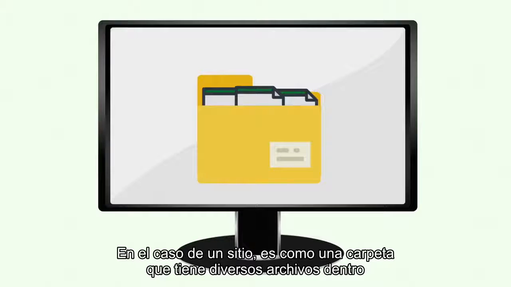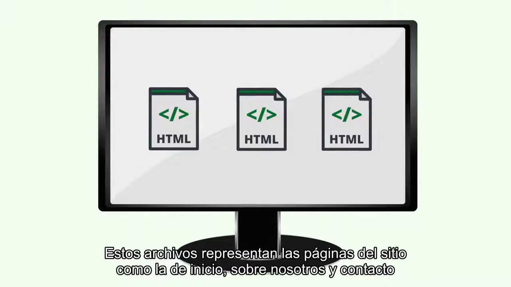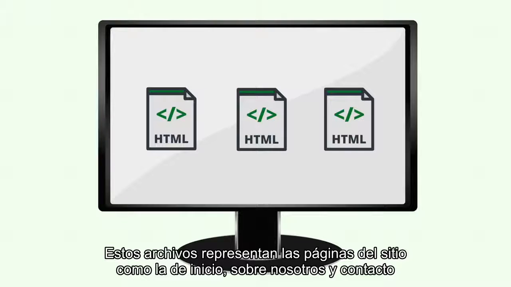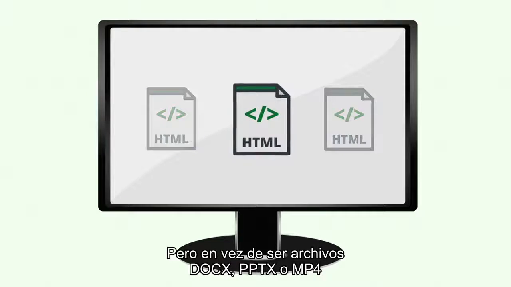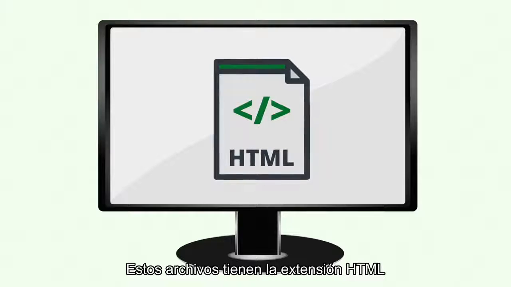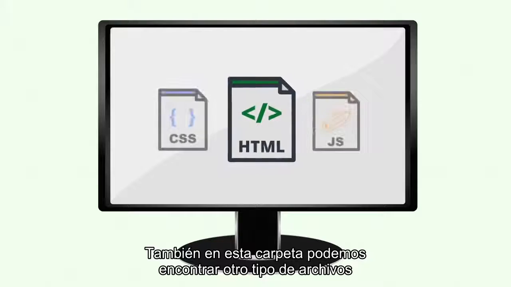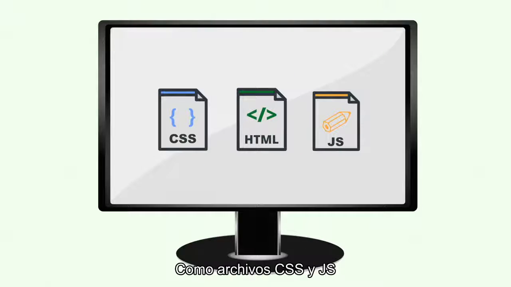In the case of a website, think of it as a folder that has different files inside. These files represent the website pages like the home page, the About Us page, and the contact page. But instead of being docx or PPTX or MP4 files, these files have the HTML extension. Also inside this folder, we can also find other types of files like CSS and JS files.